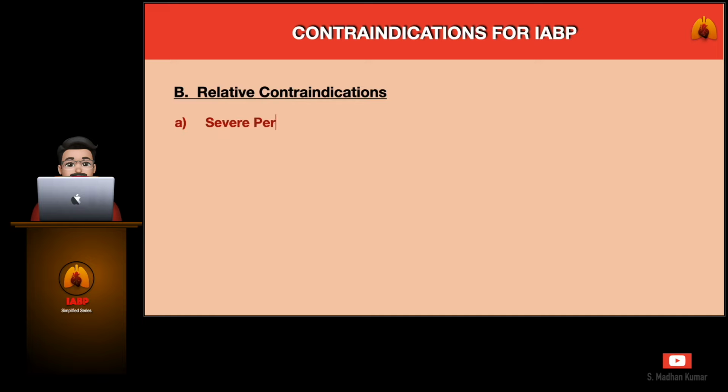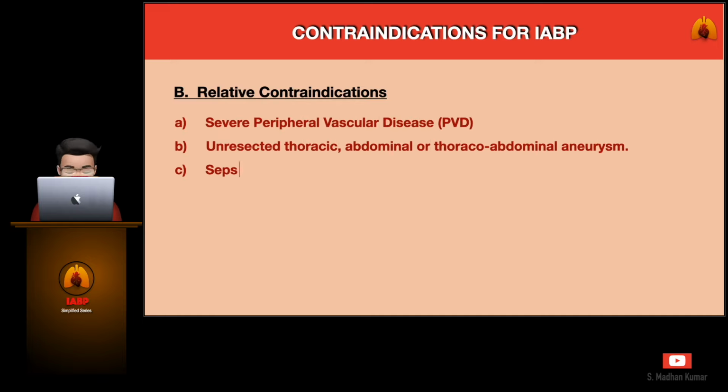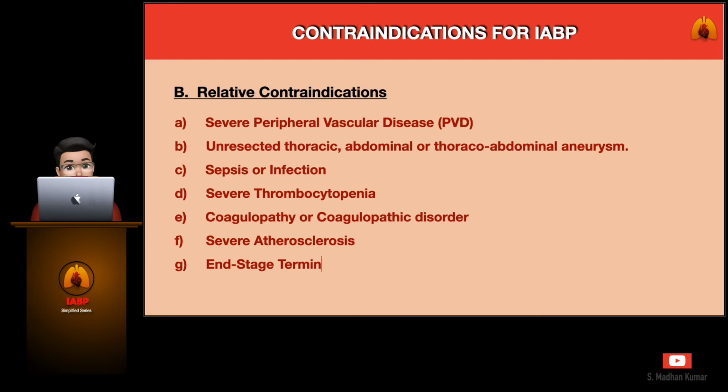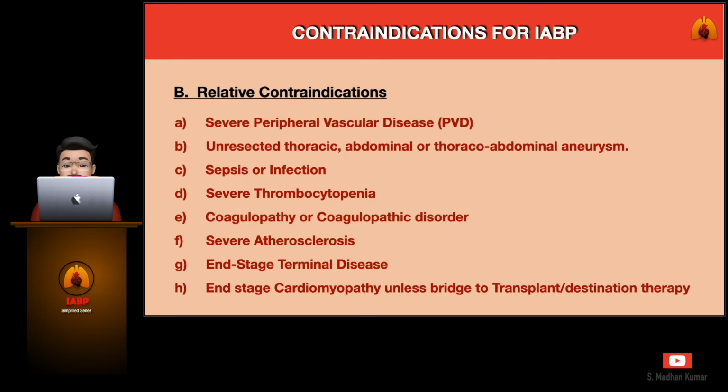The relative contraindications include severe peripheral vascular disease, unresected thoracic, abdominal or thoracoabdominal aneurysm, sepsis or infection, severe thrombocytopenia, coagulopathy or coagulopathic disorder, severe atherosclerosis, end-stage terminal disease, and end-stage cardiomyopathy unless bridge to transplant or destination therapy.